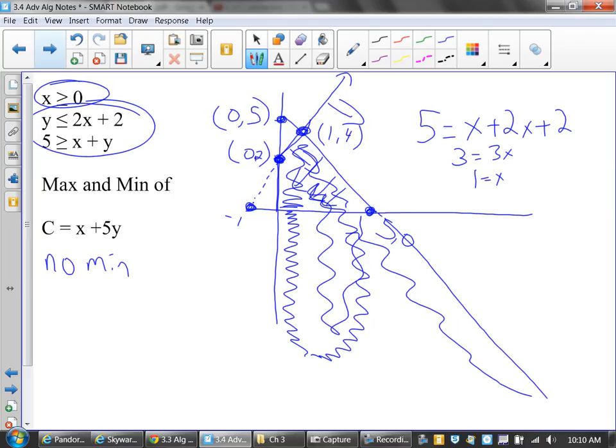So all you have to do then is just substitute in, figure out which one gives you the maximum. Is it 0 plus 5 times 2? Or is it occurring at 1 plus 5 times 4? It's going to occur at 1, 4. Your maximum value is 21, and it occurred at 1, 4.